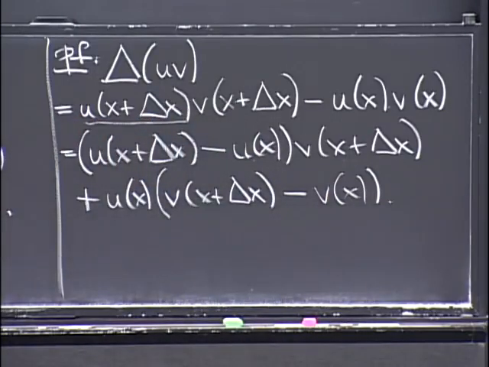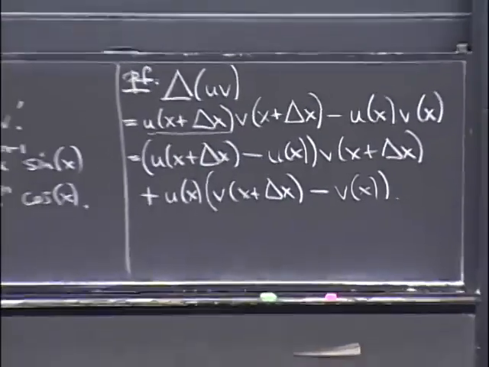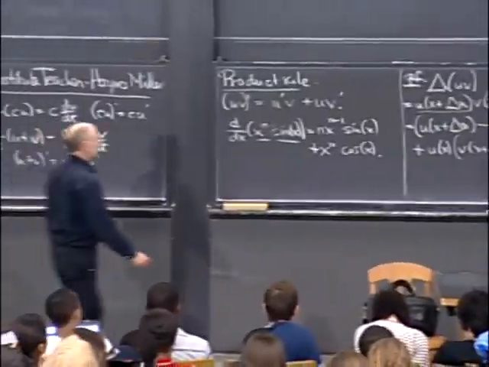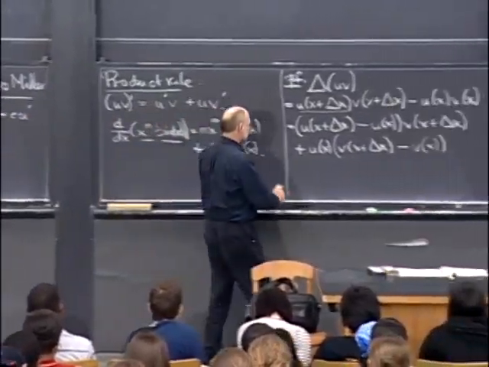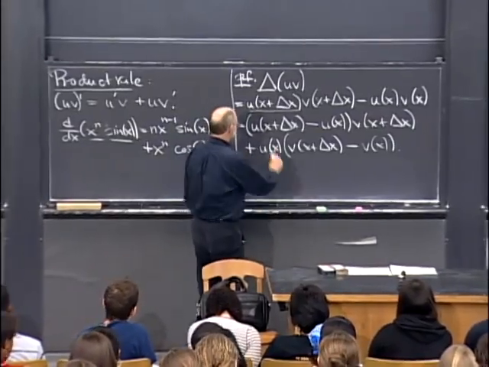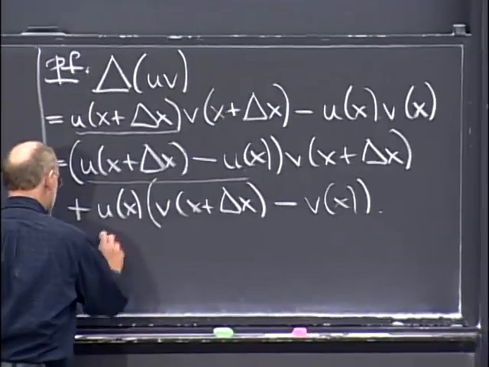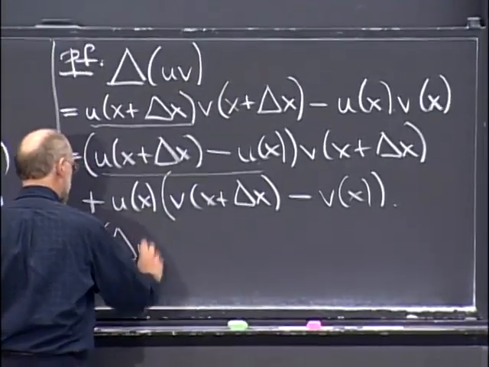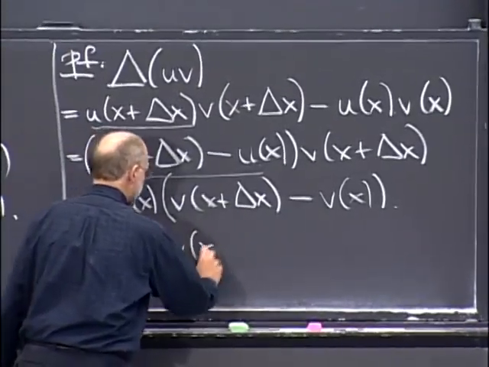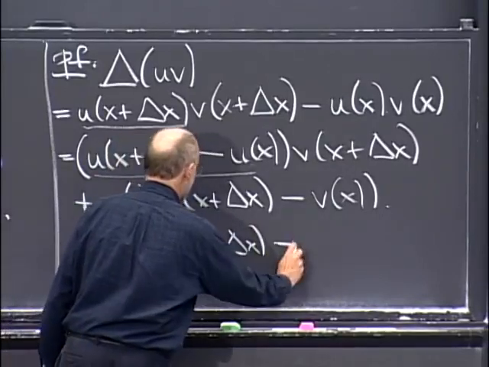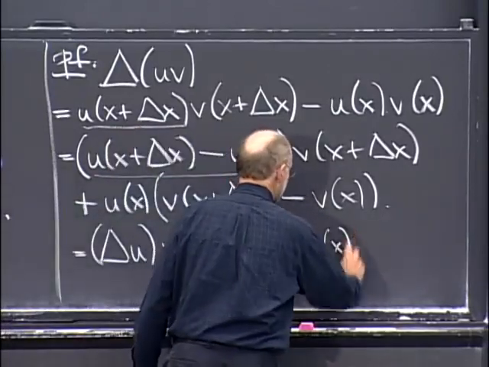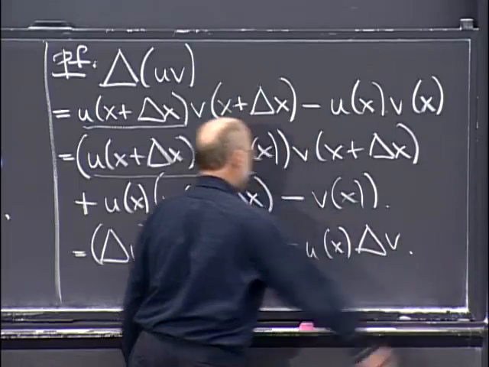So that was a little bit strange, but when you stand back and look at it, you can see multiplied out, the middle terms cancel, and you get the right answer. Well, I like that because it involves the change in u and the change in v. So this is equal to delta u times v of x plus delta x, plus u of x times the change in v.